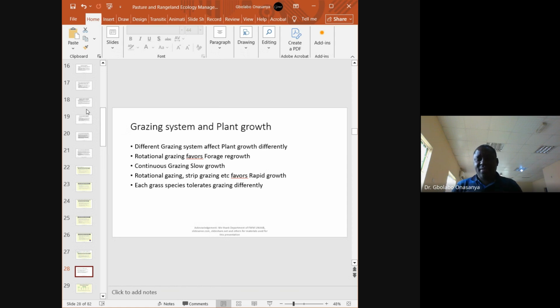Grazing systems and plant growth. There is correlation between the grazing system you are adopting and the plant growth. For instance, if you are doing continuous grazing, you have only one plot of land, one pasture land, or one paddock, or one area where you have your grasses and legumes, or probably your forage. And you keep practicing continuous grazing. The point will come, the animal will exhaust all the grasses, nothing to eat again.